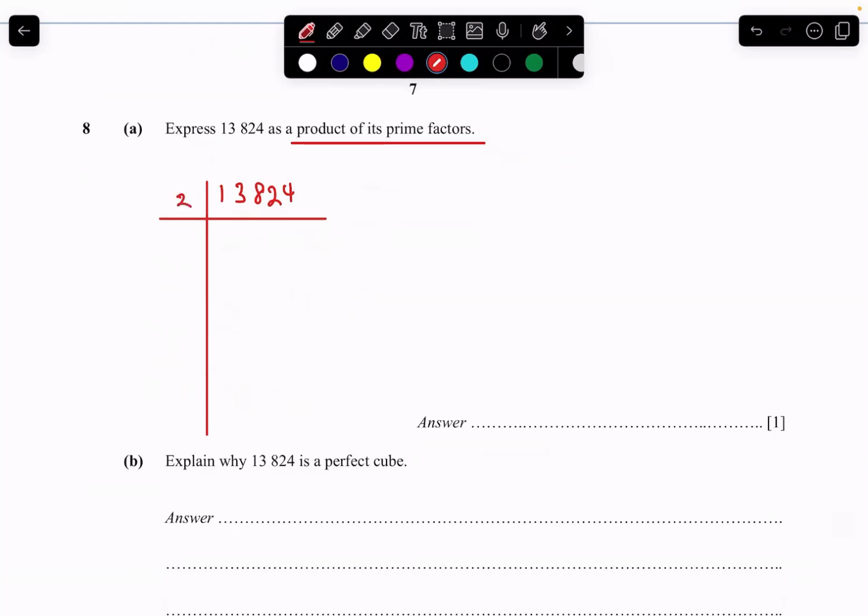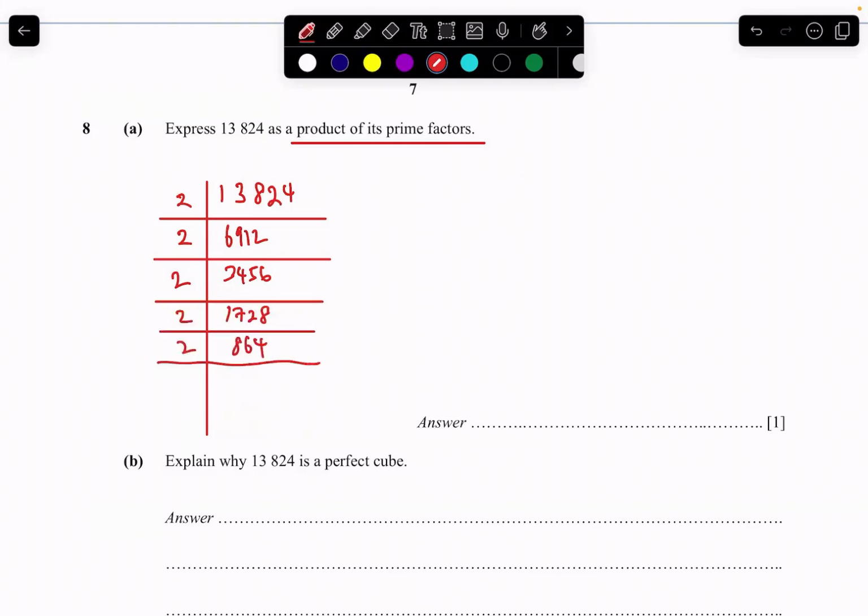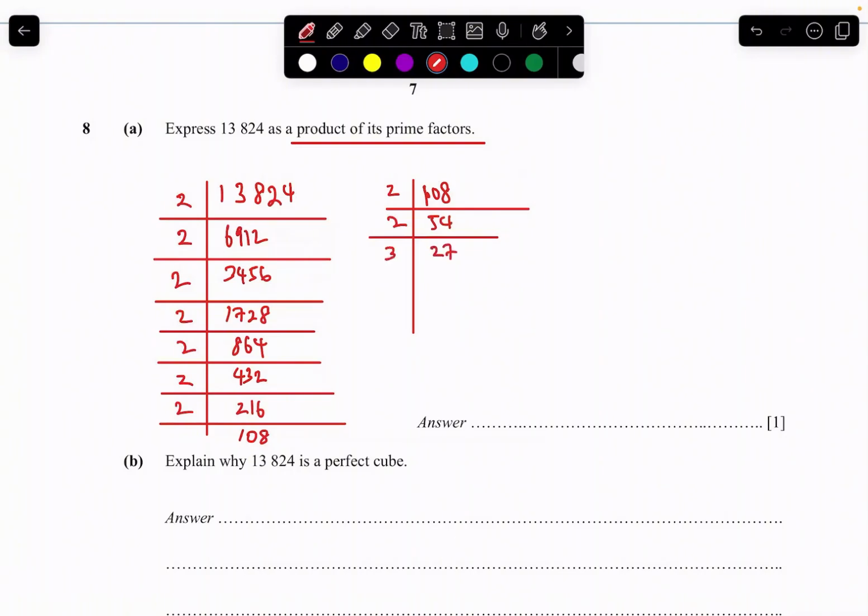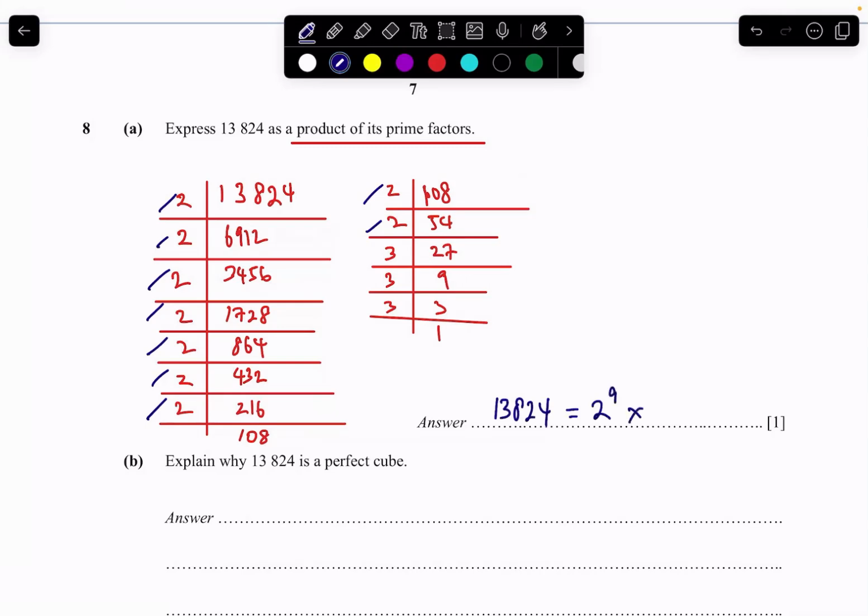So 13824 divided by 2 is 6912, divided by 2, 3456, divided by 2, 1728, divided by 2, 864, divided by 2, 432, divided by 2, 216, divided by 2, 108, divided by 2, we get 54, divided by 2, we get 27, divided by 3, 9, 3, 3, 3, 1. Okay, so we made up of 1, 2, 3, 4, 5, 6, 7, 8, 9, right? So 13824 is equal to 2 to the power of 9 times 3 to the power of 3.